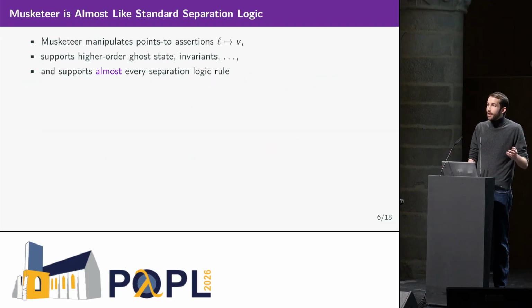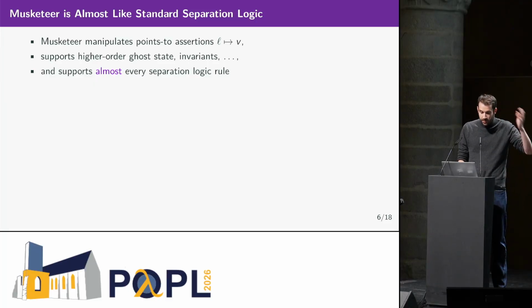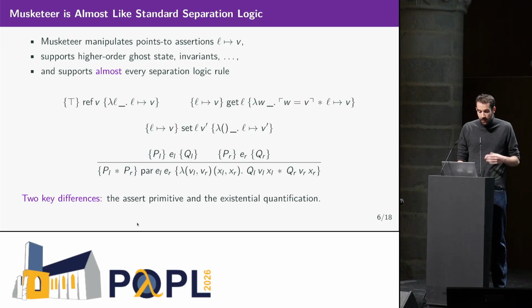What are the rules of this program logic? Well, Musketeer is almost like a standard separation logic, so you have points-to assertions, higher order ghost state, invariants, and almost every separation logic rule. In particular, we have a rule for creating a points-to assertion. If we do a ref on V, we have a points-to on V. Then we have a rule for loading a location. If L points to V and we get L, we have a value V, and L still points to V. And we also have a rule to set the content of a location. If L points to V, and we set it to V prime, we have L points to V prime. And we even have a standard par rule.